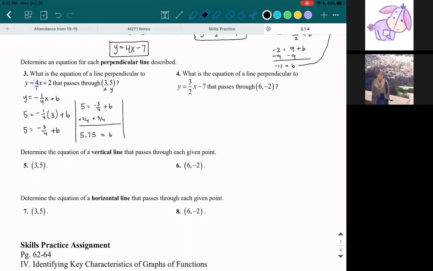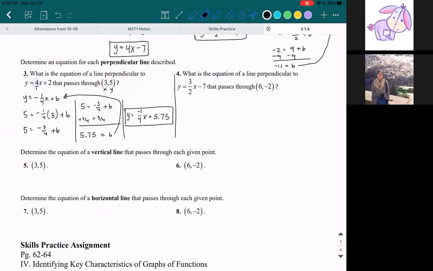Finally, we're going to write our answer. We're going to take this b value and plug it back into our original equation. And here we are. This is our final answer. So now we are given a perpendicular line that passes through the given point.